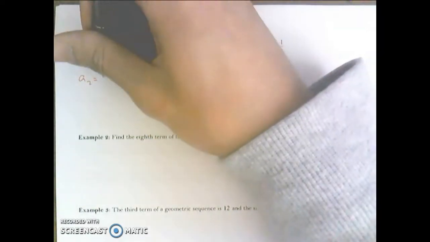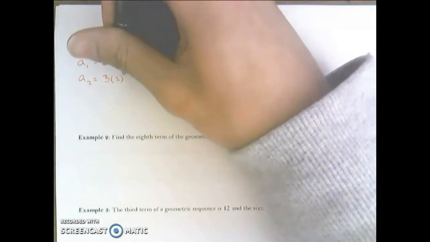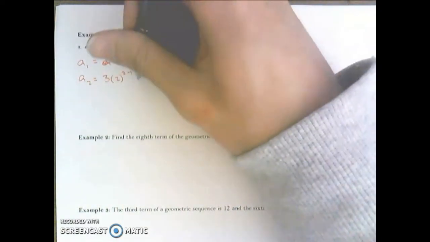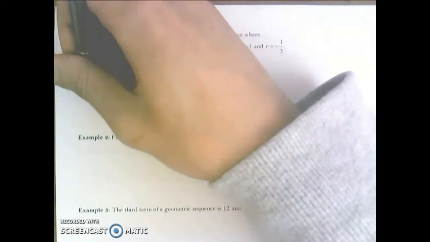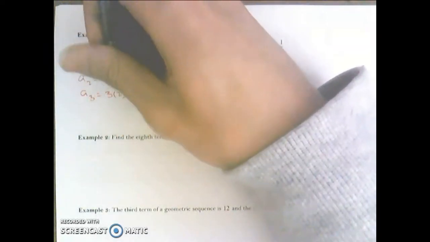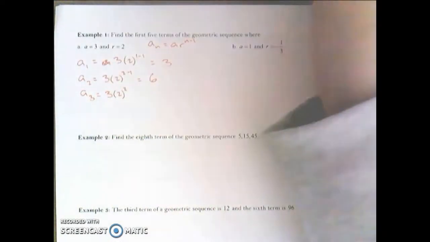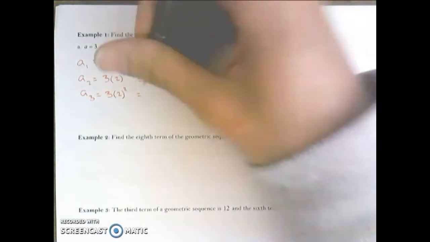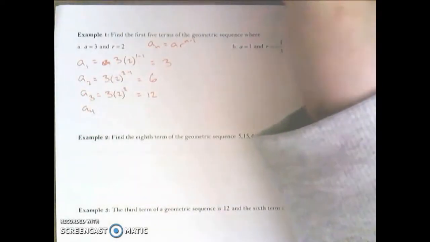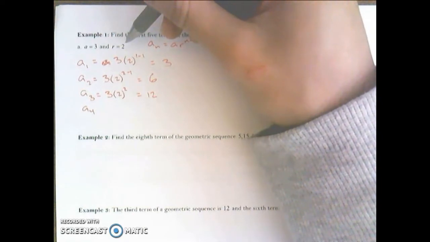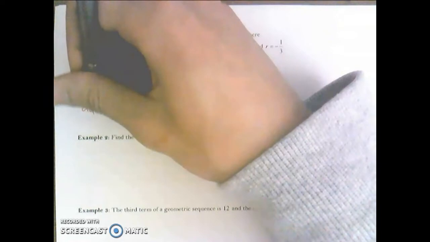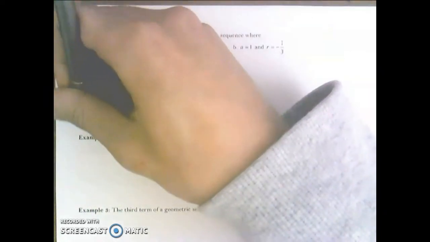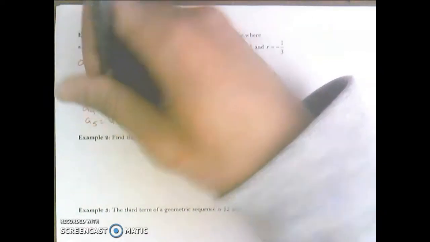a2 is going to be 3 times 2 to the 2 minus 1, or 2 to the 1, or 3 times 2 gives us 6. a3 is going to be 3 times 2 to the 3 minus 1, which is 2 squared, gives us 3 times 4 is 12. a4, well, again, our rate of change is multiplicative. We're multiplying by 2 every time. So 3, 6, 12. The next one's going to be 24. And the fifth term is going to be 48.